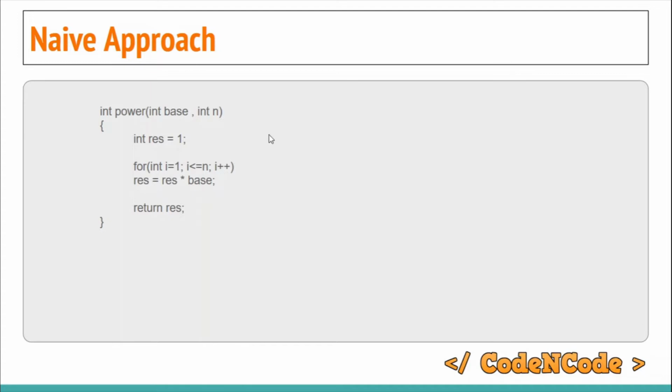Now why do we initialize result with 1? You can say that since we have to multiply base into result again and again to calculate base raised to power n, result must be initialized with a number which does not affect the overall result. If you initialize result with 2, the result would be 2 times the overall result. But if you initialize result with 1, the overall result would not be changed.